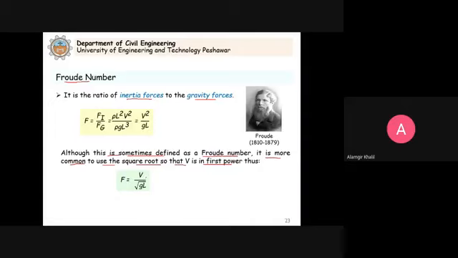We already discussed this. And in this case, you remember that this L, the characteristic length in open channel flow, we consider as the depth of flow. Clear?